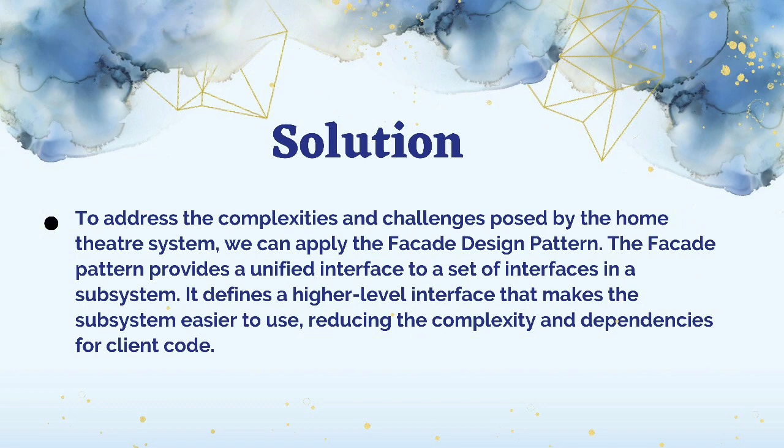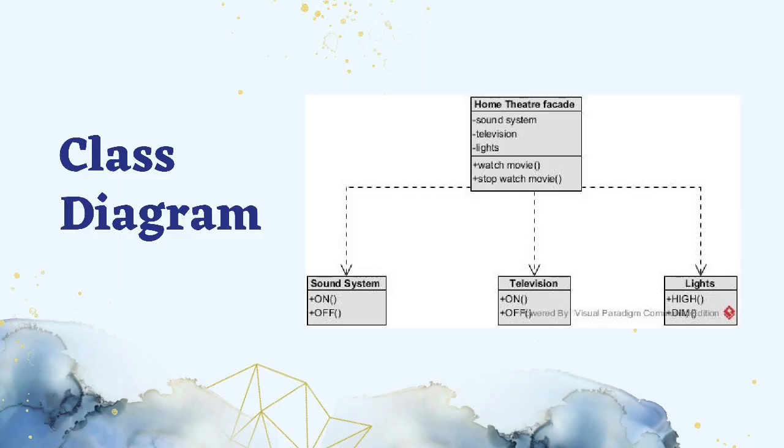The facade pattern works by introducing a facade class that provides simplified methods for the client to interact with. The facade class interacts with the subsystem classes, handling the complex interactions internally. The client code interacts only with the facade, not with the individual subsystem classes. Here is the class diagram for our home theater system using the facade pattern.